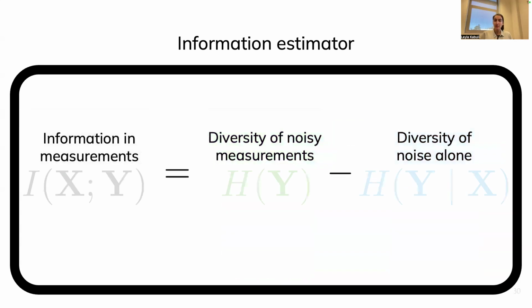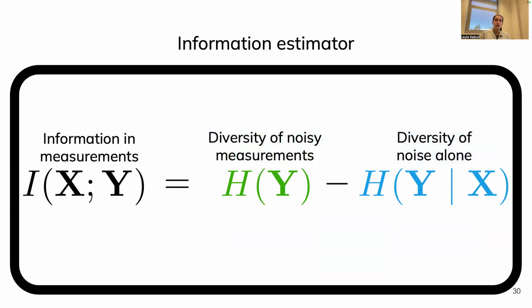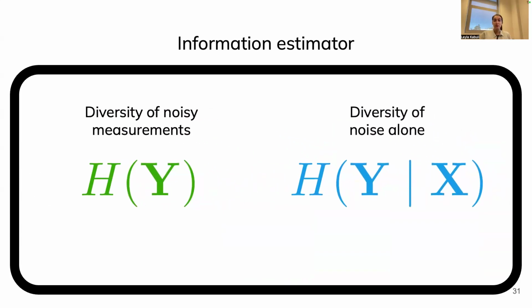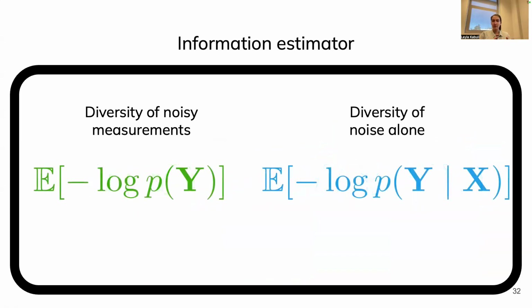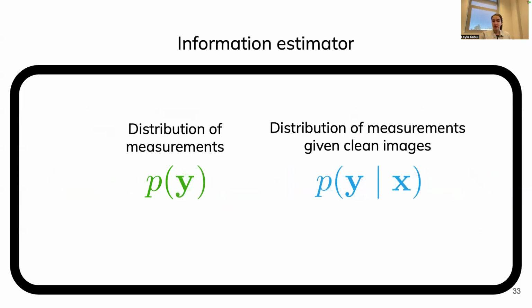In equations, this is defined as the mutual information. It's the difference of these two terms. So to calculate the term on the left, we'll need to just compute the two terms on the right. Specifically, we want to compute the entropy of the noisy measurements, h of y, and the entropy of the noisy process, which is the conditional entropy h of y given x. If we write out the full form of these entropies in terms of expectations, what we really just care about is seeing that there's two probability distributions these rely on. First one is P of y, the distribution of measurements, and the second one's P of y given x, the distribution of measurements given a particular clean image.